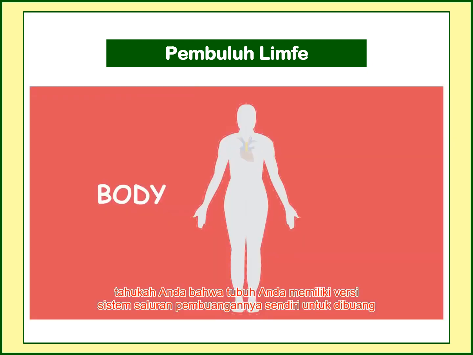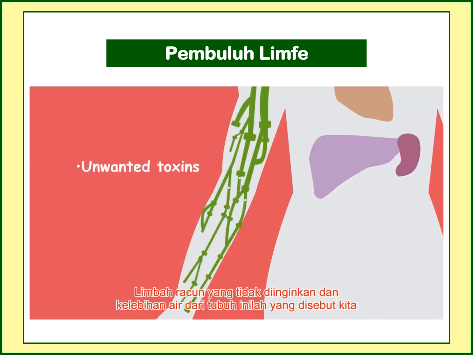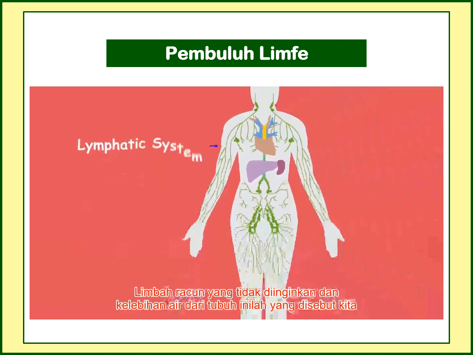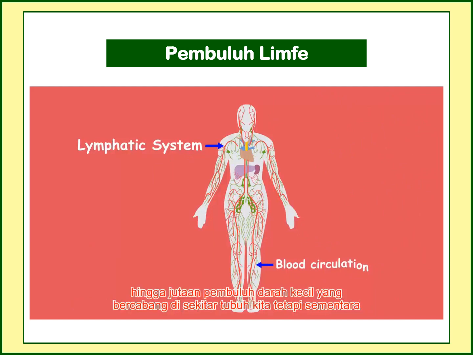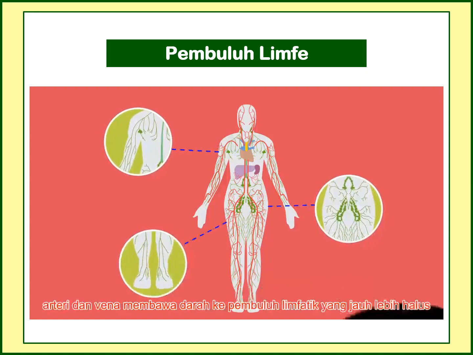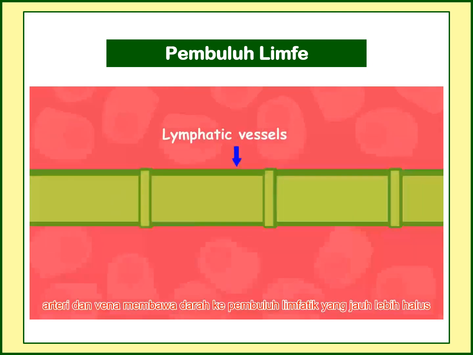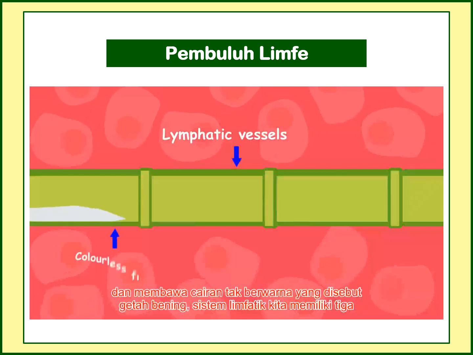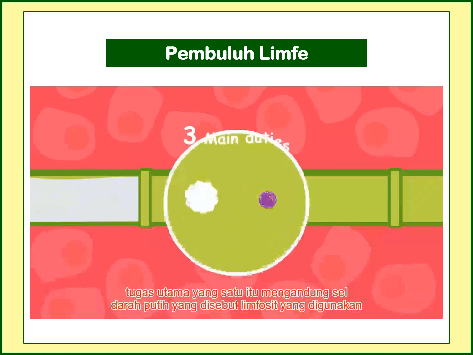Did you know your body has its own version of a sewer system for removing unwanted toxins, waste, and excess water from the body? This is called our lymphatic system. Like our blood circulation, the lymphatic system is made up of millions of little vessels that branch all around our body. But whereas arteries and veins carry blood, the lymphatic vessels are much, much finer and carry a colourless fluid called lymph. Our lymphatic system has three main duties.